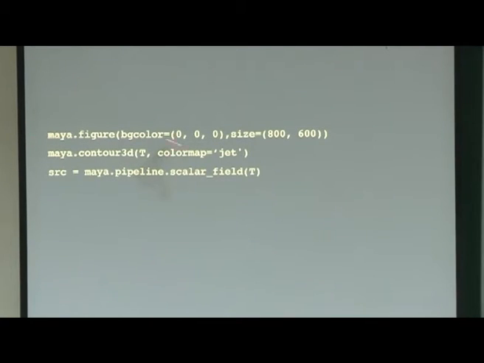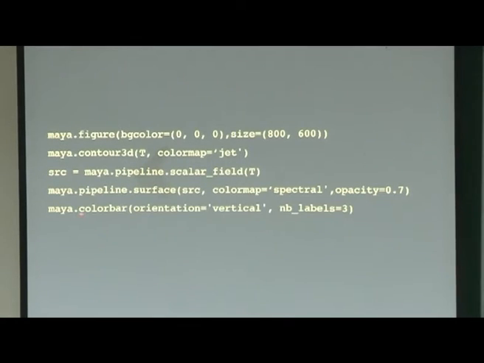This is for the contour3d. Now if I want to plot the density plot, I source this scalar field T and I write surface, src, color map spectral, and opacity 0.7. Opacity moves from 0 to 1. If you decrease the opacity, you can see inside the structure, and then you set the color bar. This is a similar thing you have already done with your contour plots of Matplotlib. This is the orientation, so you can change your orientation and number of levels. I keep 3, and then maya.show. So it's similar to plt.show.